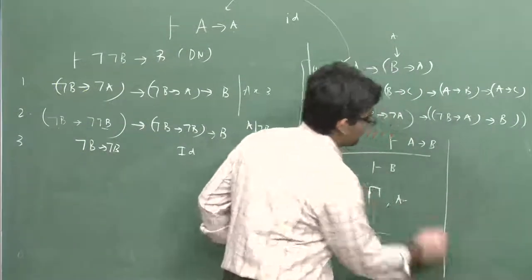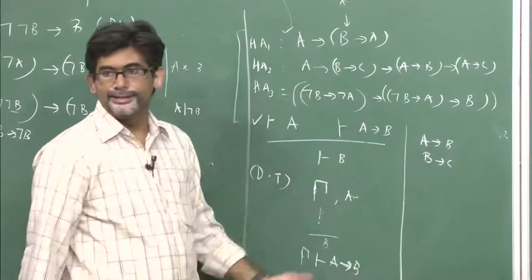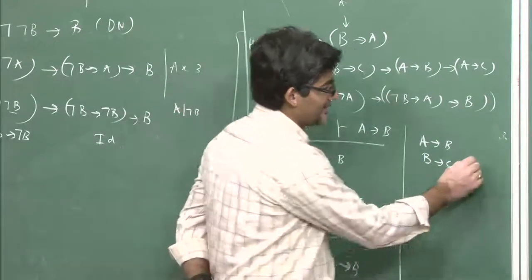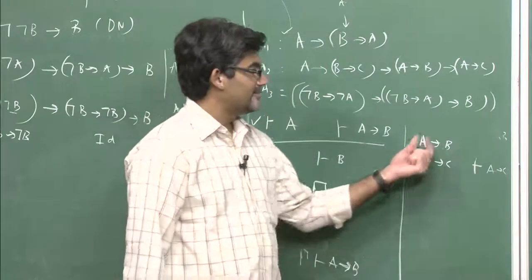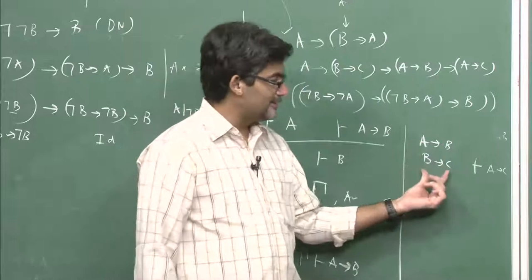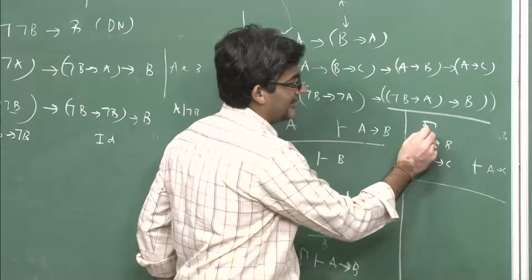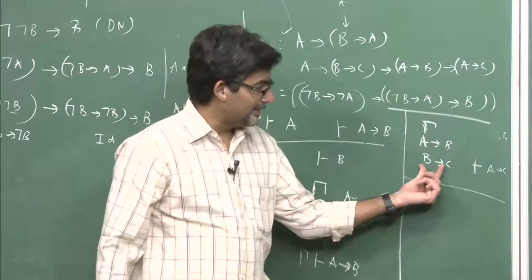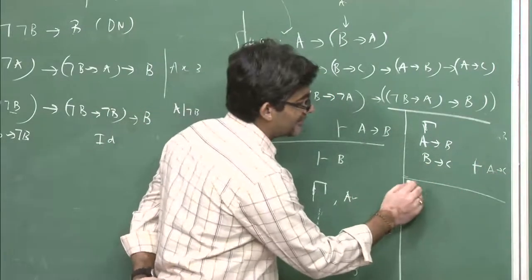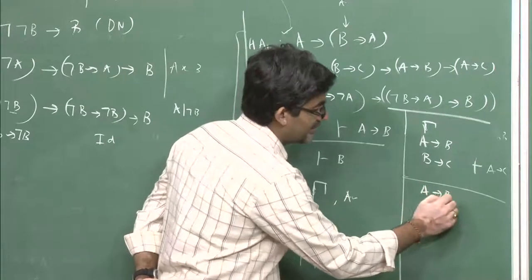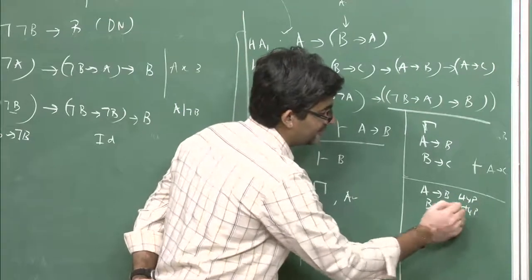Suppose A implies B and B implies C are already there. One outcome is that you can deduce A implies C. Let us assume that these are the two hypotheses, and let us try to prove this. You have a set of formulas gamma, and you have A implies B and B implies C, and from that you will get A implies C. So how do we prove this? You take A implies B as a hypothesis and B implies C as another hypothesis.